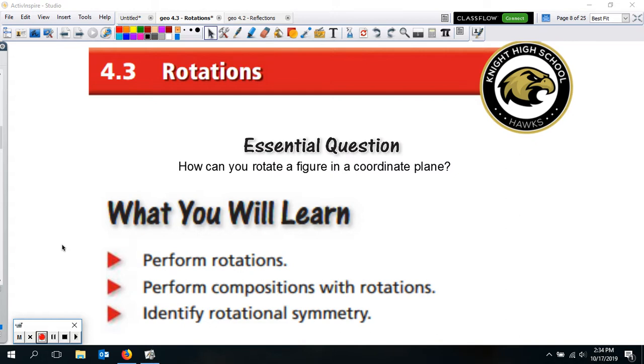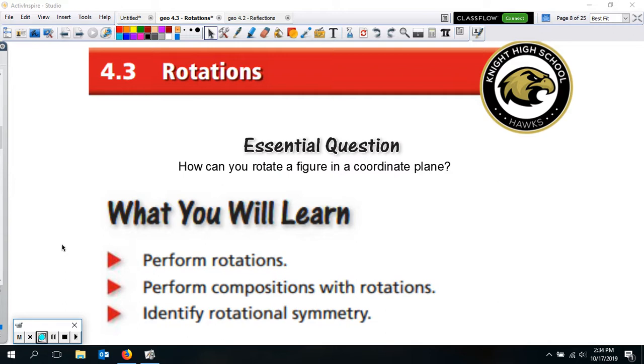Well, I hope you enjoyed that transformation style little music video song. I thought it was kind of fun with that little, I guess that was a duck or something like that, going around the coordinate plane. Well, here we are with Big Ideas 4.3 for our geometry. We're looking at rotations. So this is the third transformation.